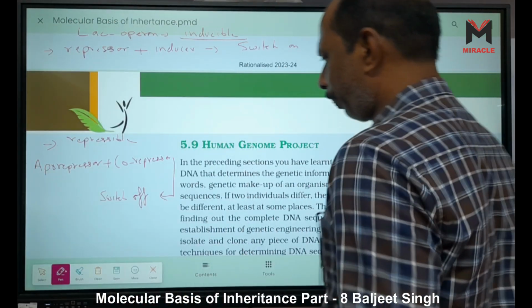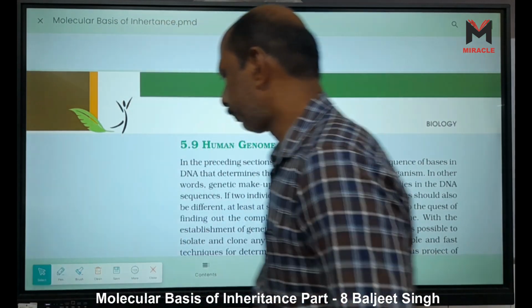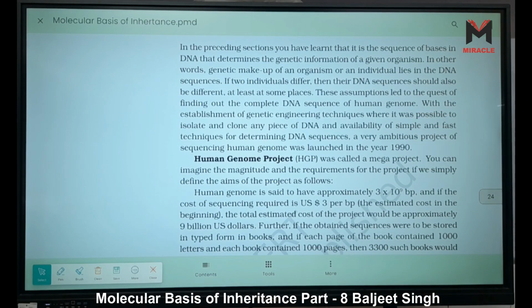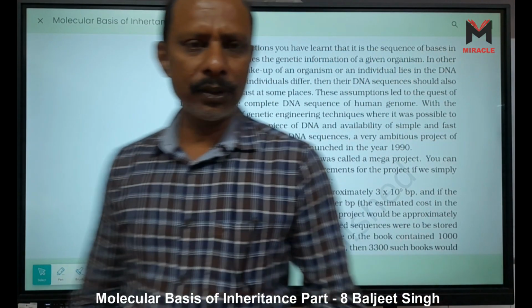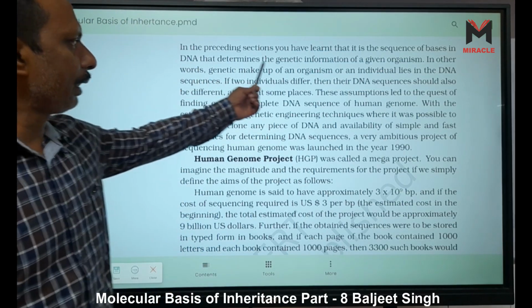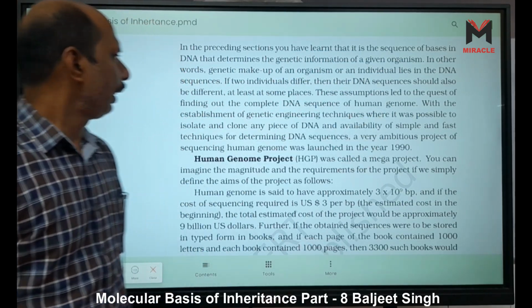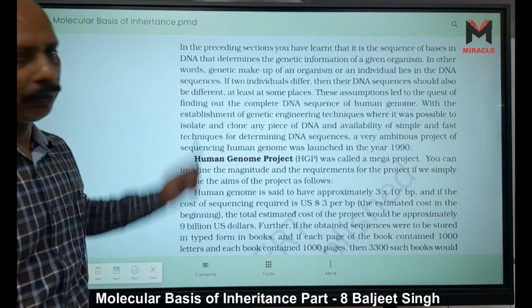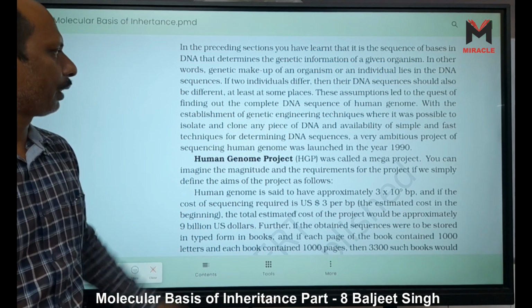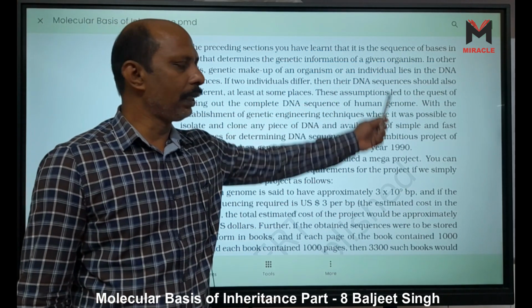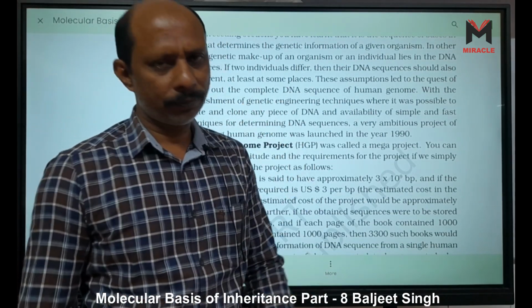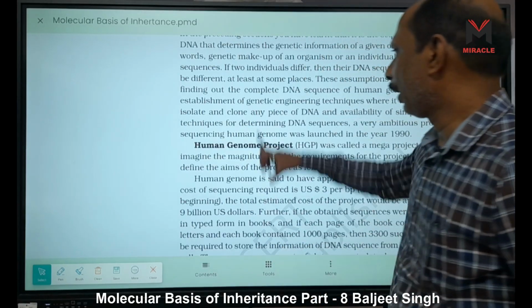Now the next point is our Human Genome Project, HGP. In the preceding section you have learned that DNA is the sequence of bases that determines the genetic information of a given organism. In other words, the genetic makeup of an individual lies in the DNA sequence. If two individuals differ, then their DNA sequences should also differ, at least at some places, right?